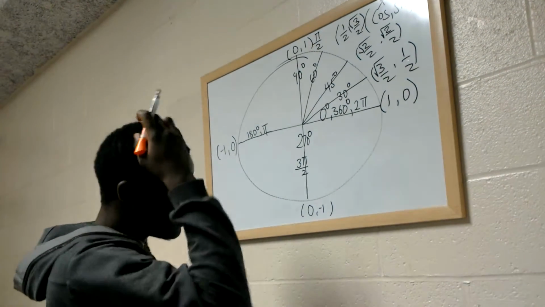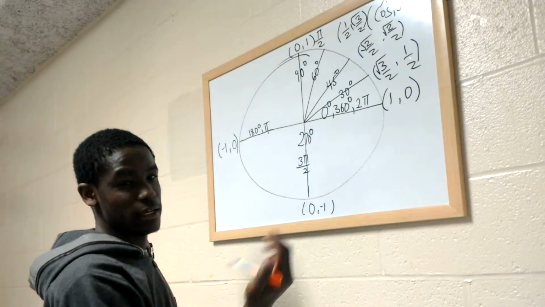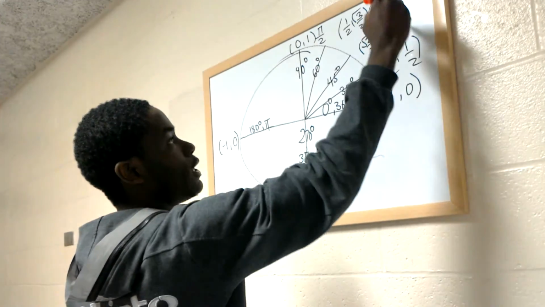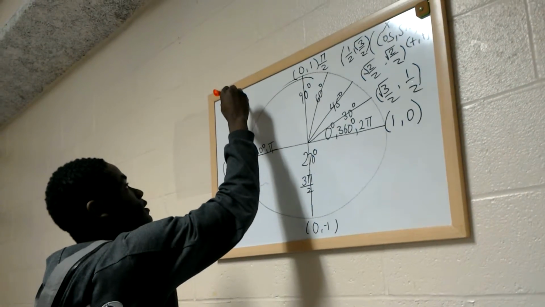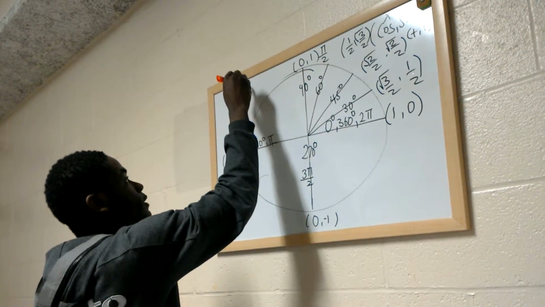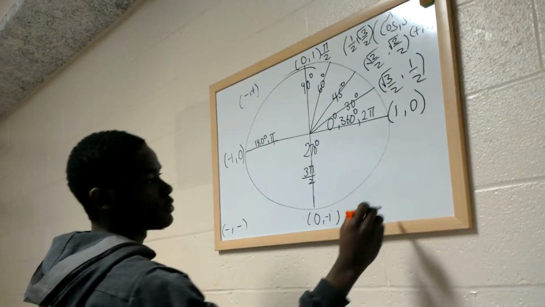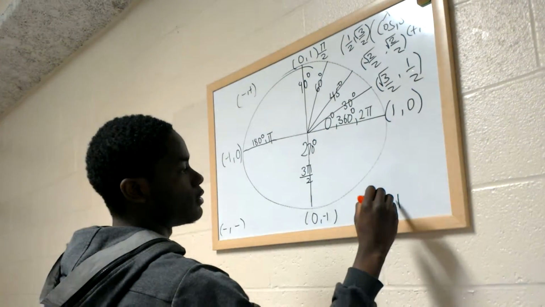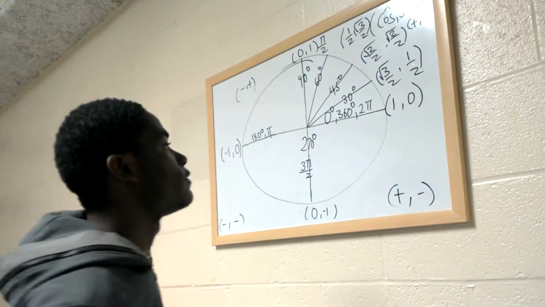And as far as knowing which quadrant is negative or positive, we all know that this quadrant right here is positive, positive. This quadrant is a negative and a positive. This quadrant is negative and negative. This quadrant is x is positive and y is negative.